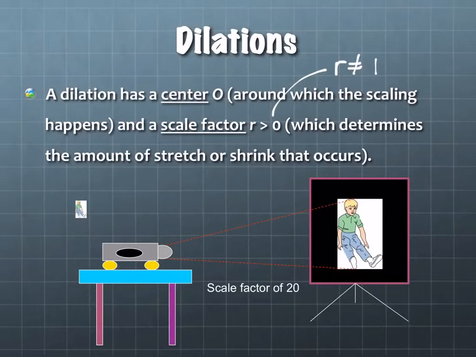So here you can barely see it, but do you see my little corner over here? The little boy? Did you guys see him up there? This was the original that's going into the projector, and this is what it's projecting it into, and the scale factor on this particular one was a scale factor of 20. So it's 20 times as big as it was before. Okay?